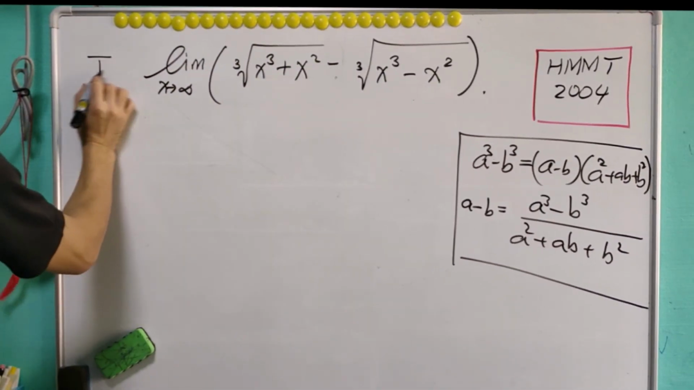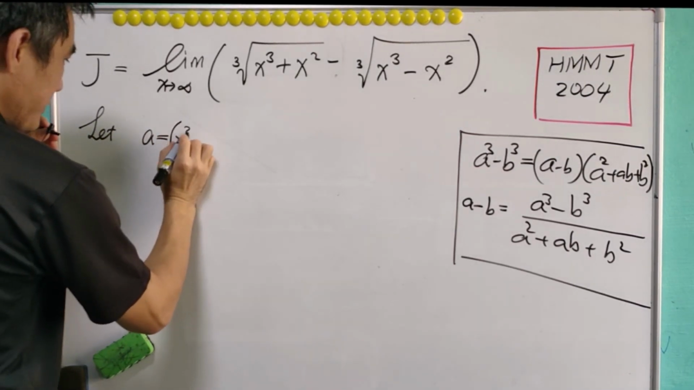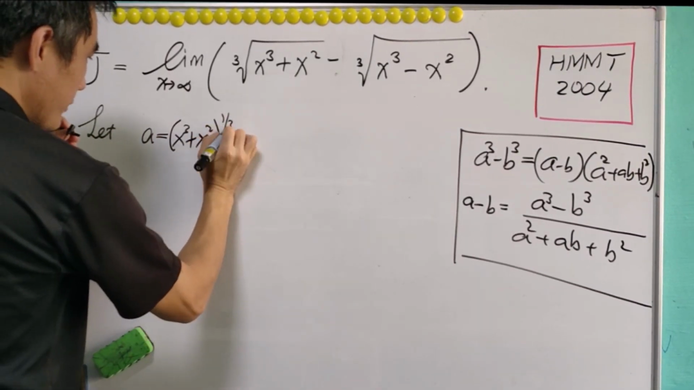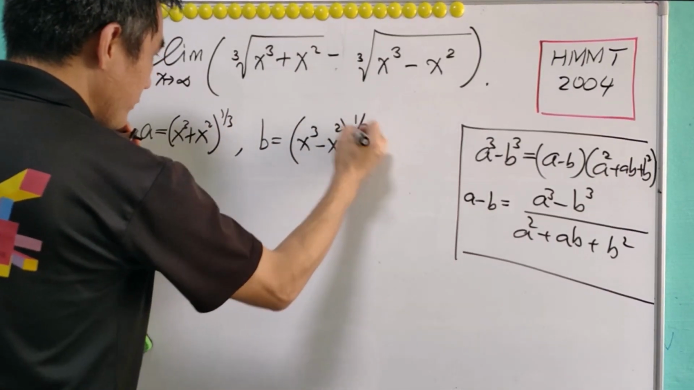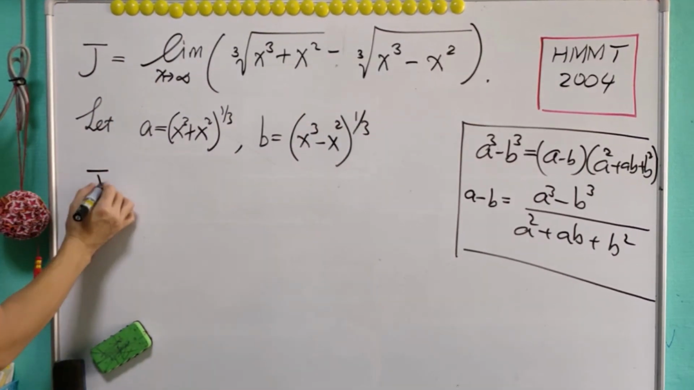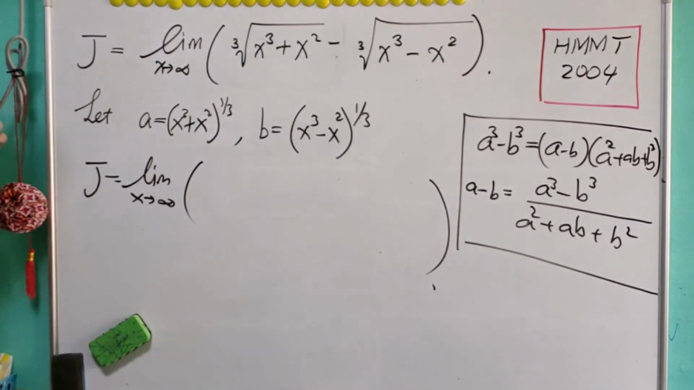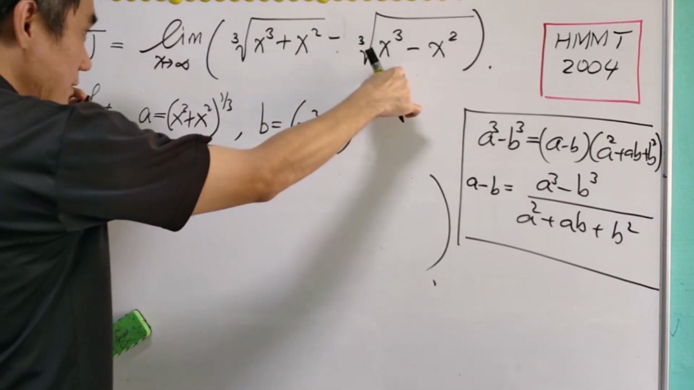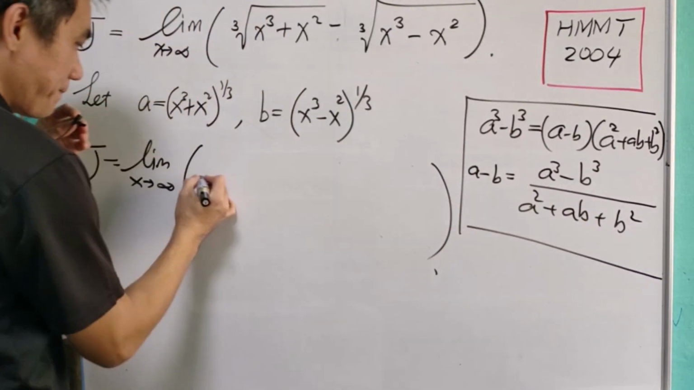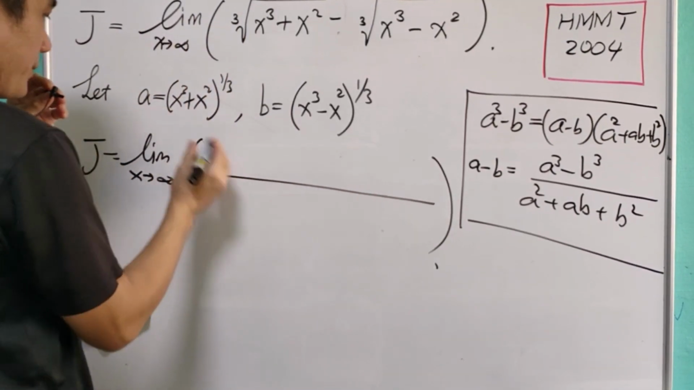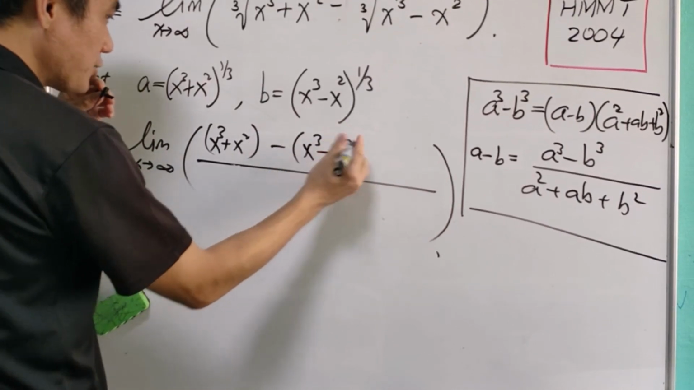We let this limit be j, and we let a be equal to (x cubed plus x squared) to the power of 1 over 3, and let b be (x cubed minus x squared) to the power of 1 over 3. So as you can see, j equals the limit as x goes to infinity. Instead of a minus b, I will write a cubed minus b cubed over a squared plus ab plus b squared. So a cubed will be x cubed plus x squared, and b cubed will be x cubed minus x squared.